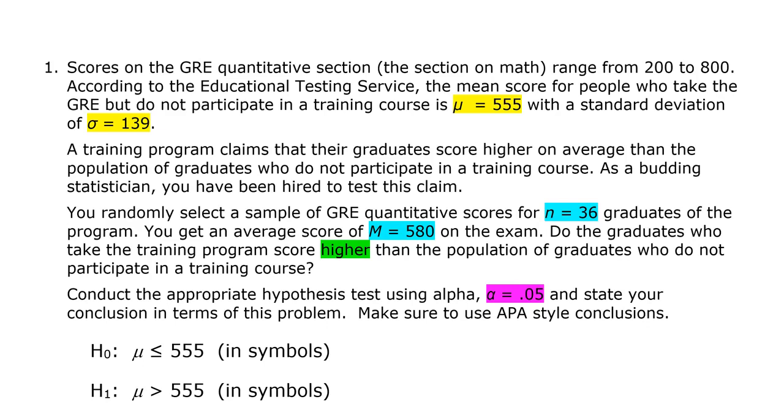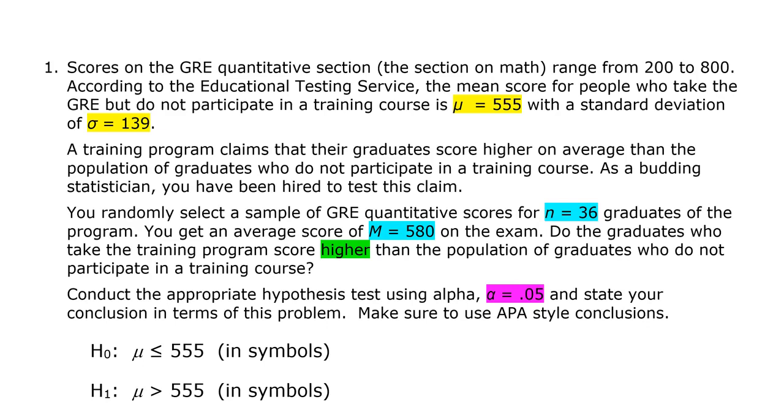So scores on the GRE quantitative section, the section on math, range from 200 to 800. According to the Educational Testing Service, the mean score for people who take the GRE but do not participate in a training course is population mean mu equal to 555, with a population standard deviation of sigma equal to 139. A training program claims that their graduates score higher on average than the population of graduates who do not participate in a training course. As a budding statistician, you've been hired to test this claim.